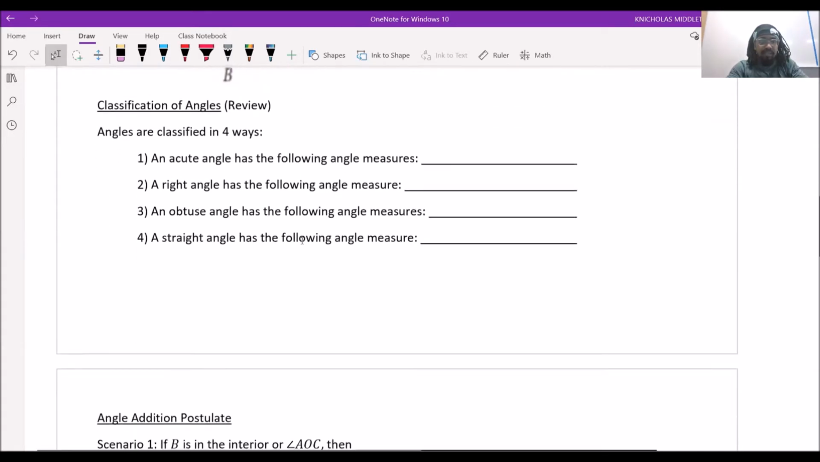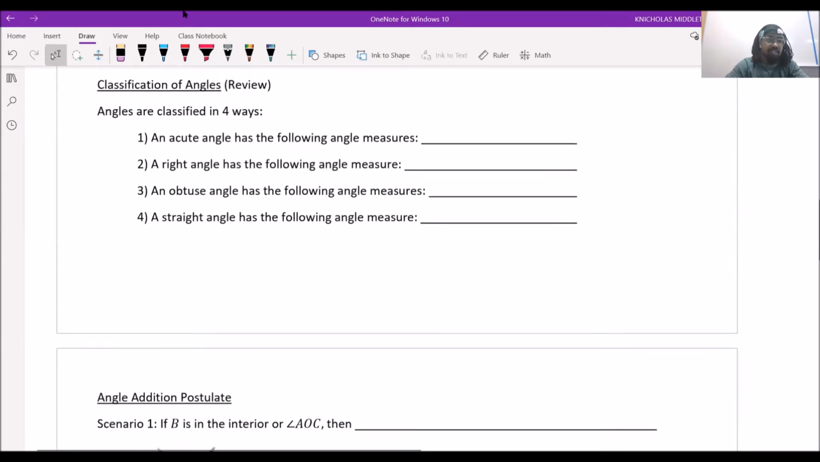All right, let's classify. Should be a review because these are just terms that hopefully you're familiar with. It says an acute angle. Okay, we have acute, we'll talk about it. Acute angle, remember, is any angle that's less than 90 degrees.